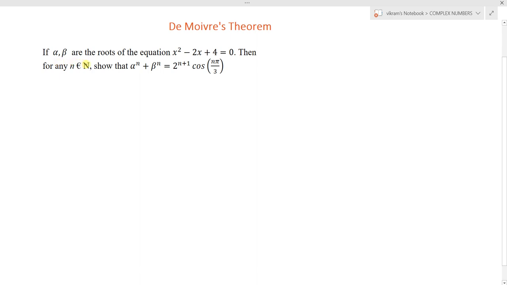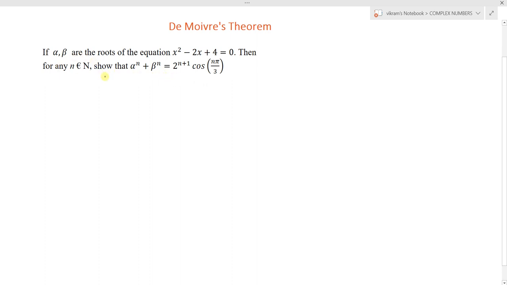So if alpha, beta are the roots of the equation x square minus 2x plus 4 equals to 0, then for any n belongs to capital N, that means natural numbers, show that alpha power n plus beta power n equals to 2 power n plus 1 into cos n pi by 3. Okay, so this question is related to quadratic equations as well as the complex numbers, especially the De-Moivre's theorem.